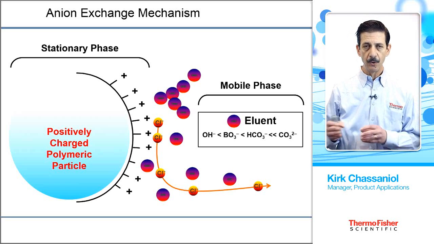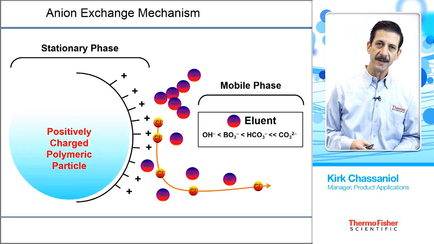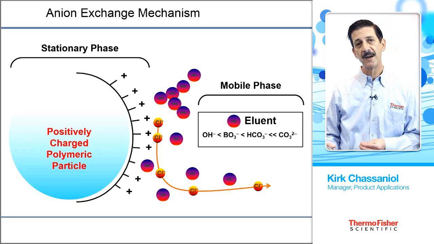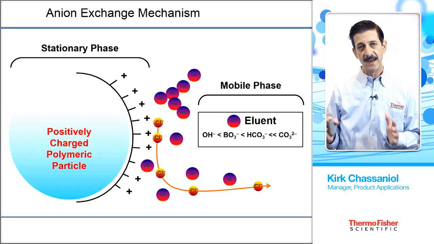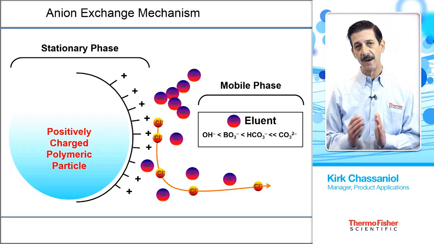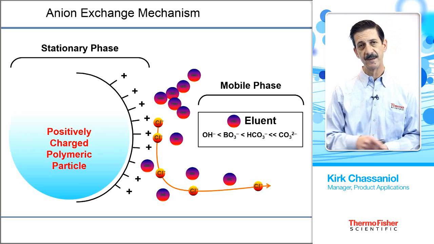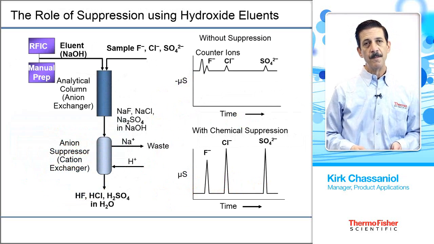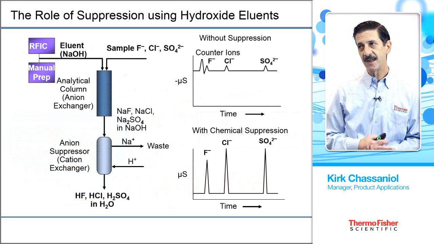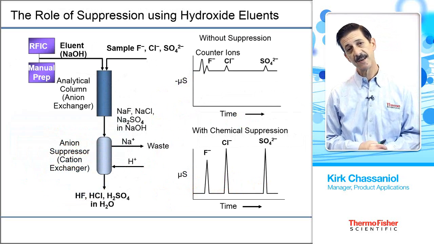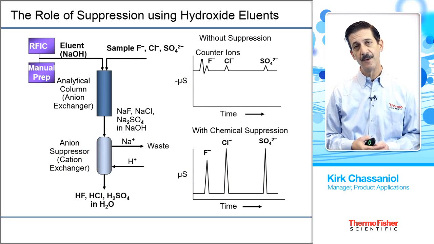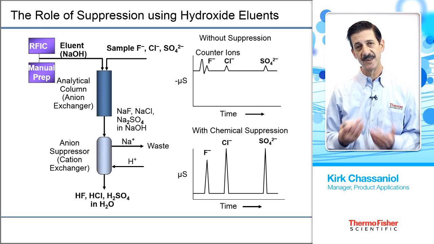So the chloride has a certain affinity for the ion exchange resin. The eluent ion is present at much higher concentrations. As the analytes move the length of the column, they all band together and come off as a peak. So the role of suppression. In this case, we're using a potassium hydroxide eluent. And those of you that do conductivity measurements routinely know that if I measured the conductivity of a potassium hydroxide solution, it would be very high.